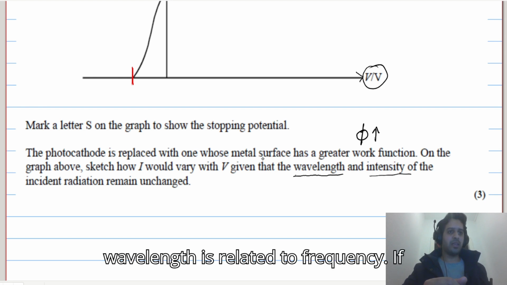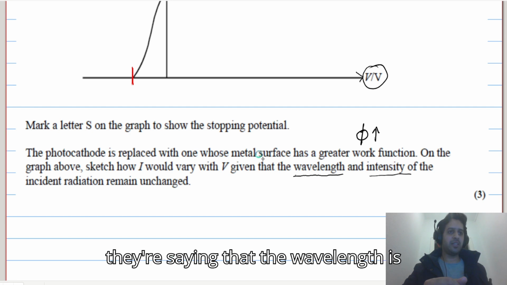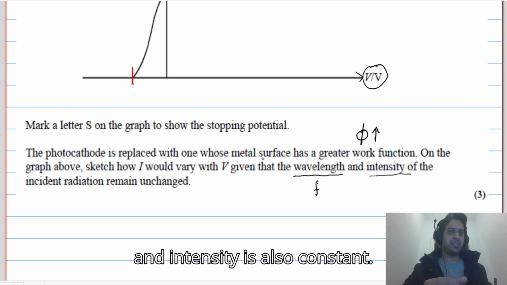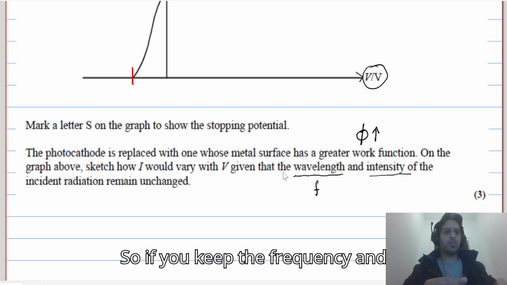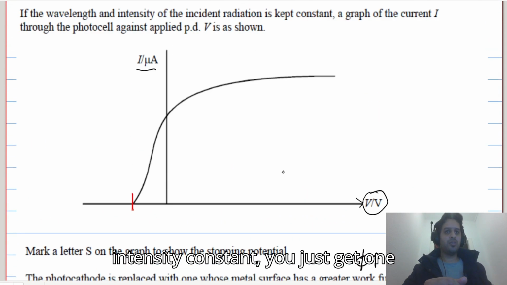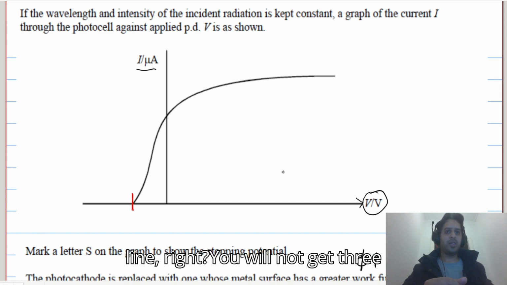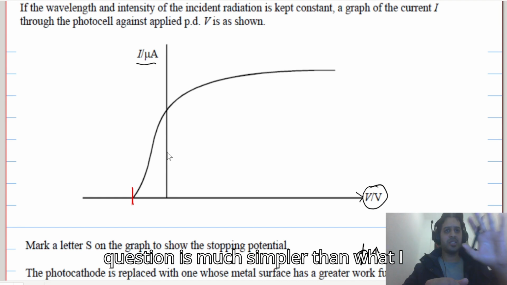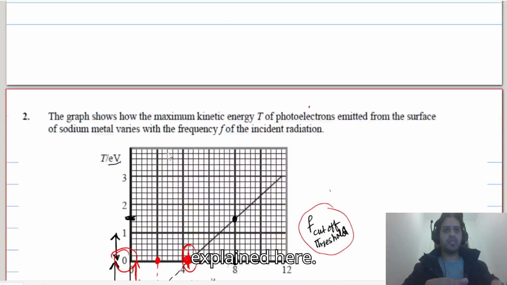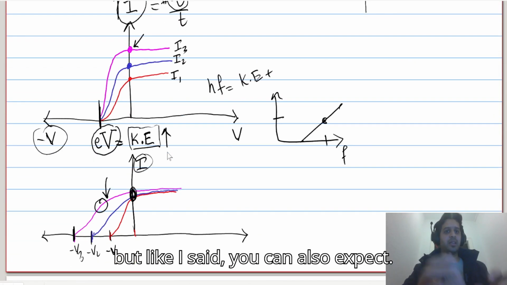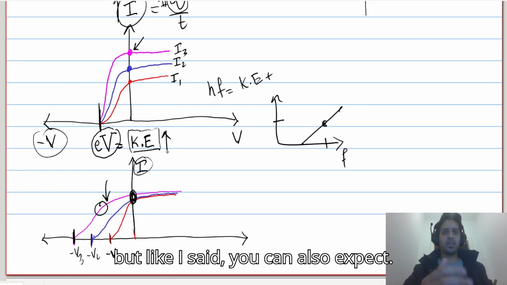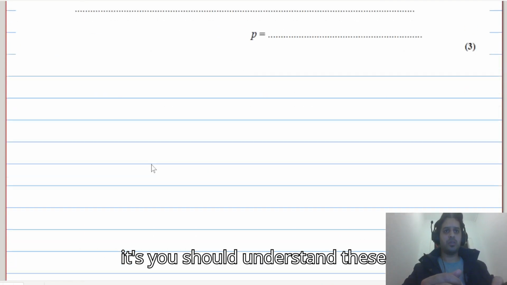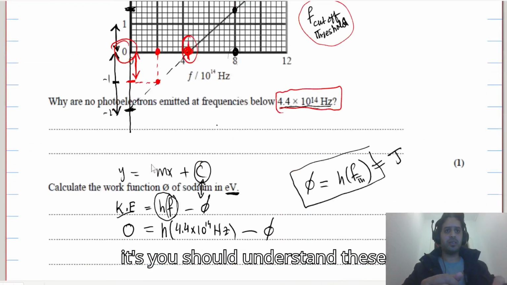So wavelength is related to frequency. If they are saying that the wavelength is constant, it means frequency is constant and intensity is also constant. So if you keep the frequency and intensity constant, you just get one line, right? You will not get three different lines. That's why this question is much simpler than what I explained here. But like I said, you can also expect possible questions from these graphs. So you should understand these graphs also.